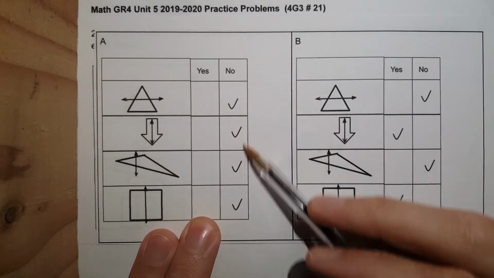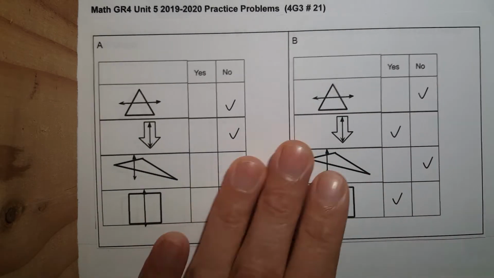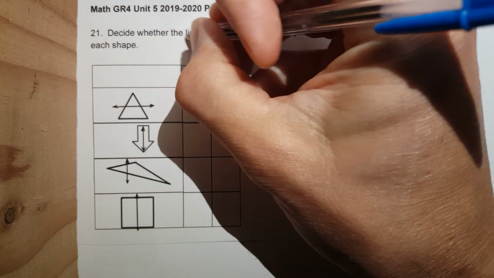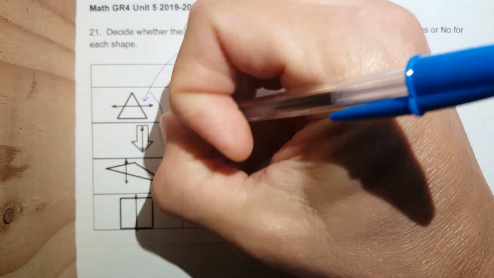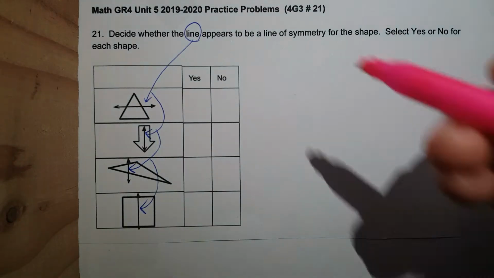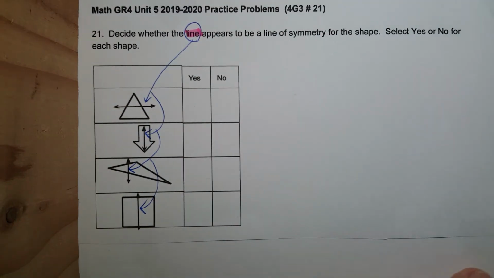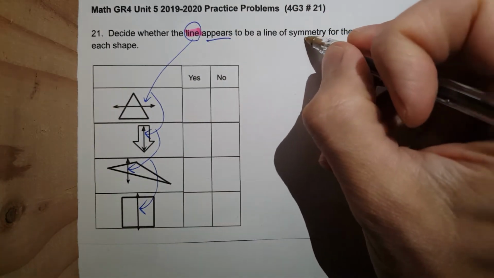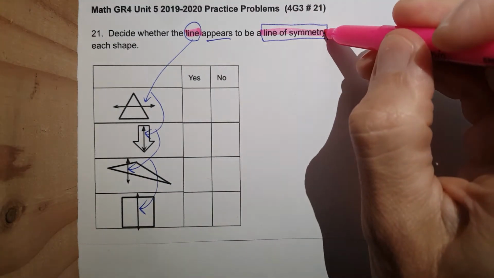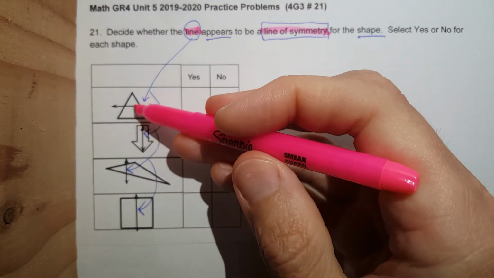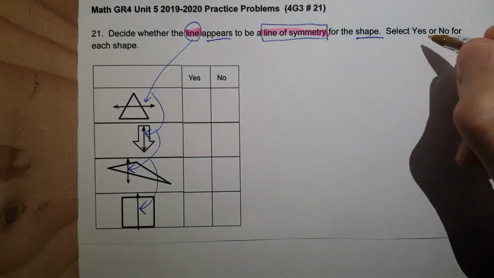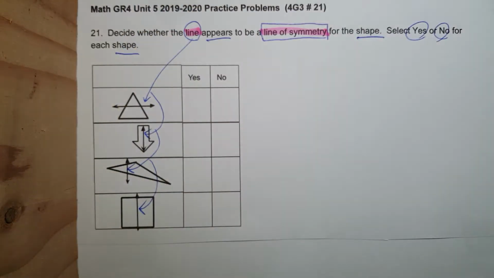So for box A, they say all no. For box B, no, yes, no, yes. First off, let's just review some keywords. Decide whether the line, so these are lines, and the keyword appears to be a line of symmetry for the shape. So triangle, arrow. Wow, we've been doing a lot of triangles and squares and rectangles, but look, they threw an arrow in there, a big arrow. And then you select yes or no for each shape.